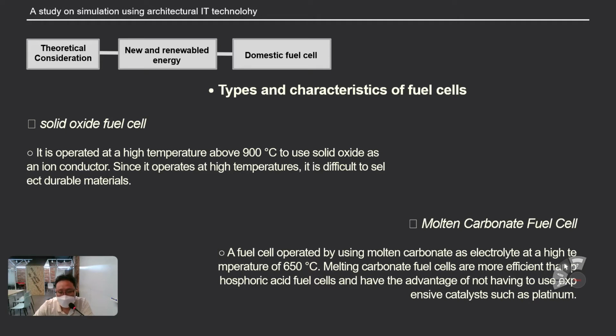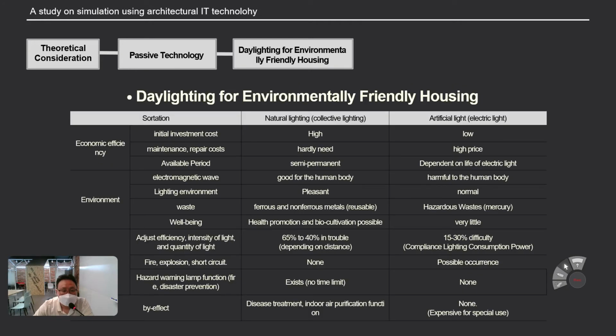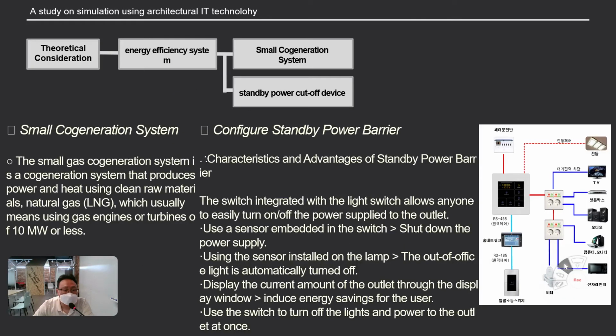This table is derived for an environmentally friendly house: ventilation, natural lighting, and artificial light. A small cogeneration system configures a standby power barrier. The right picture shows this small gas cogeneration system and standby power barrier.